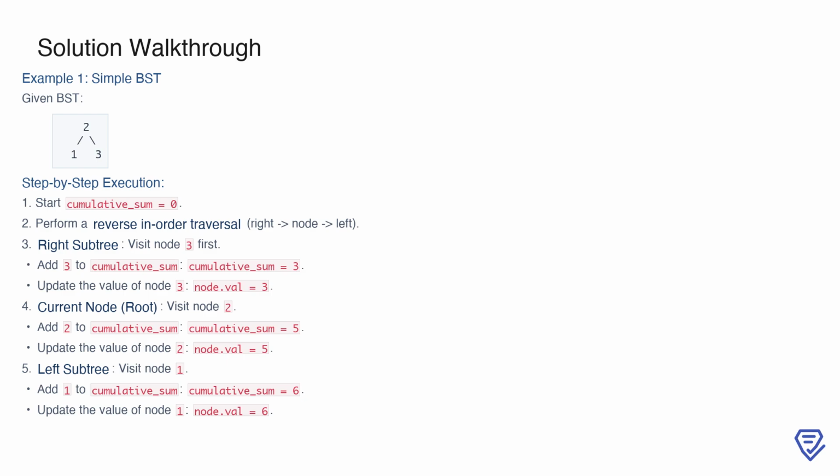First, we visit the rightmost node, which is 3. We add its value to cumulative_sum, making it 3, and then update the value of node 3 to 3. Next, we move to the root node, 2. Adding 2 to cumulative_sum gives us 5, and we update the root's value to 5. Finally, we visit the left child, node 1. Adding 1 to cumulative_sum makes it 6, and we update node 1's value to 6. This completes the transformation for this example.